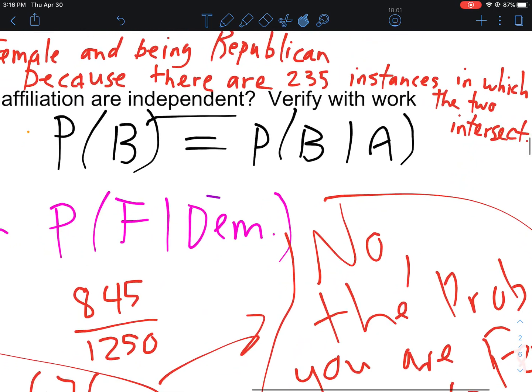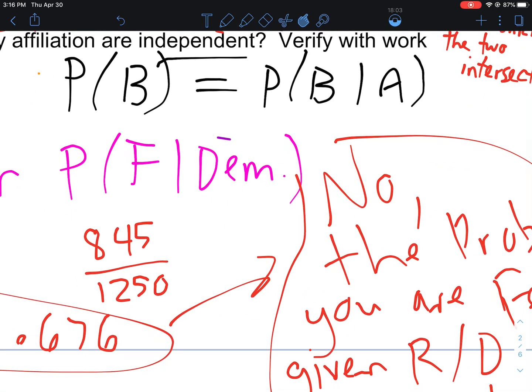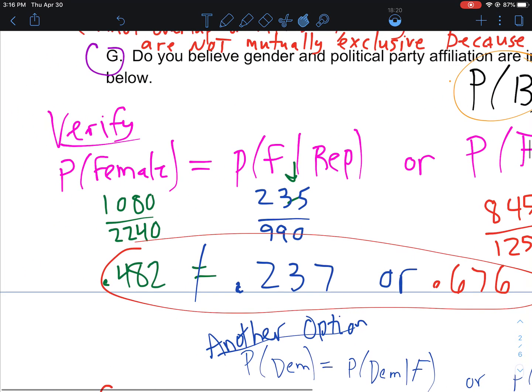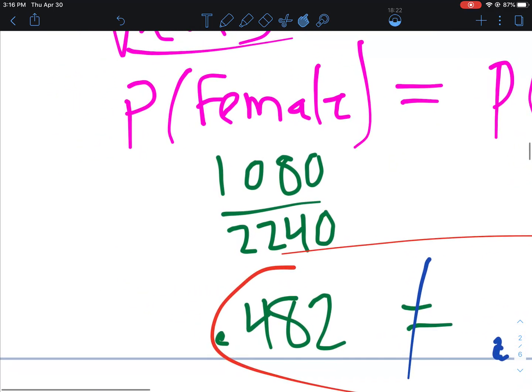Okay, now this part, do you believe they're independent? Now, independence, if this was the AP test, this is where you'd be doing hypothesis testing. Like you'd probably be doing something more in depth. But in this situation, we're checking this. Is the probability of one thing the same as the probability of that given A? Now, what does that mean?